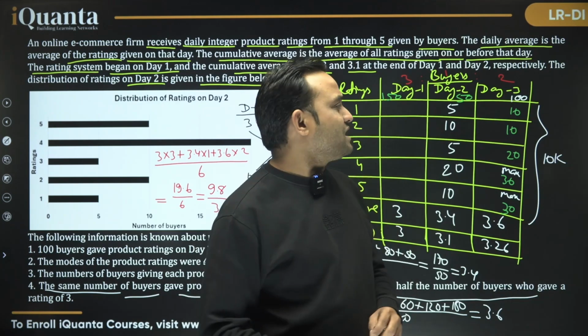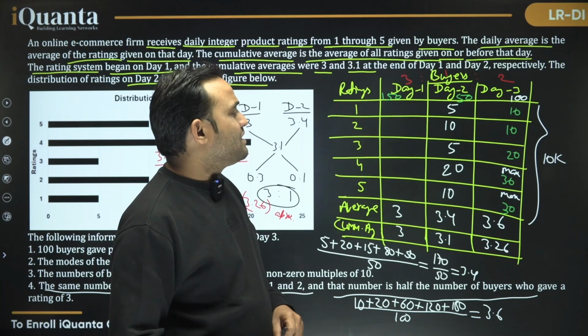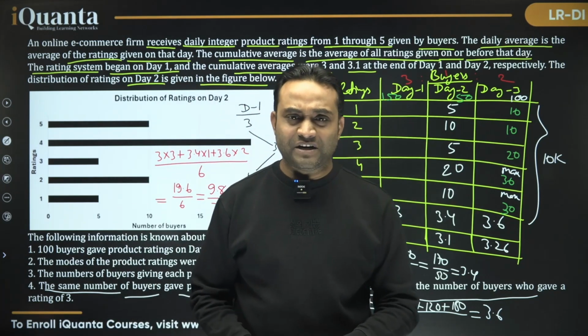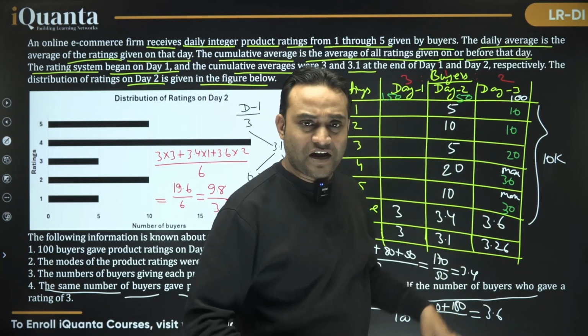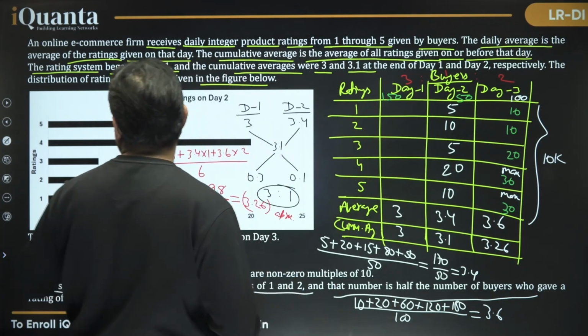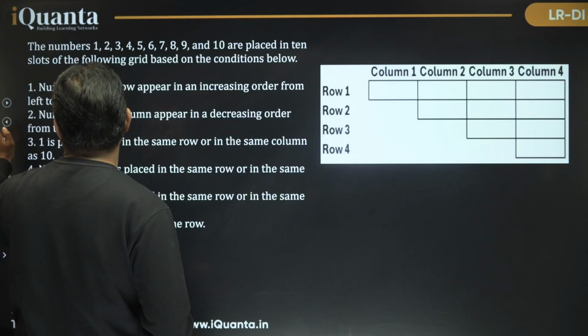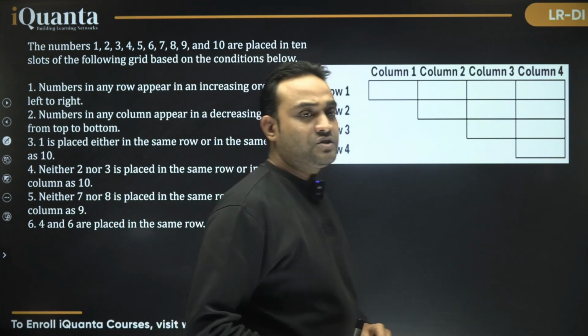And the ideal time to solve this set, I guess, should be 6 to 8 minutes. That's it. Once you get all these values, once you make the table, this set is very easy. Questions are not challenging. There is nothing much to do once you are done with all the information.